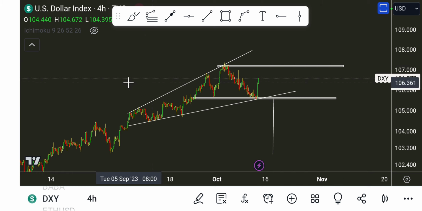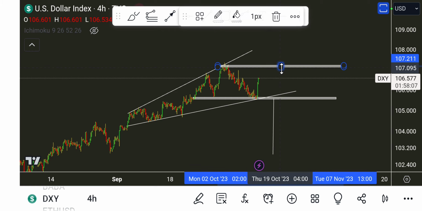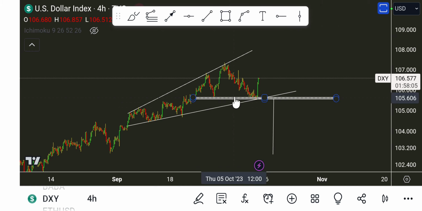And what is that chart pattern? I'm going to explain that chart pattern right away. So let's take a look at that chart pattern. This is still on the 4 hours time frame again.